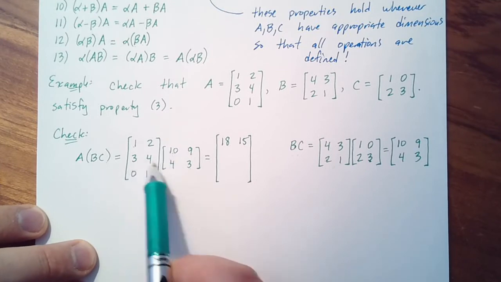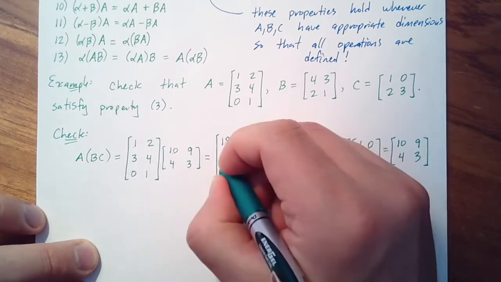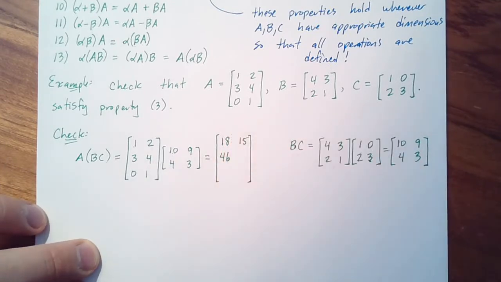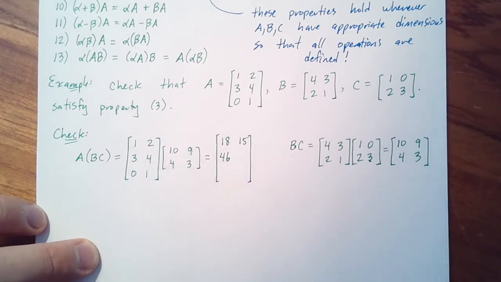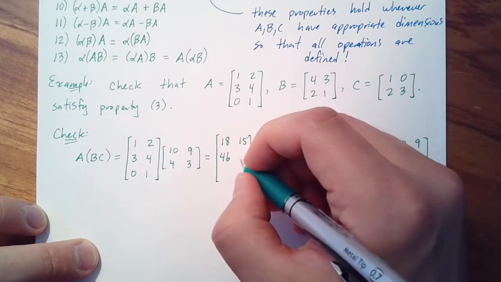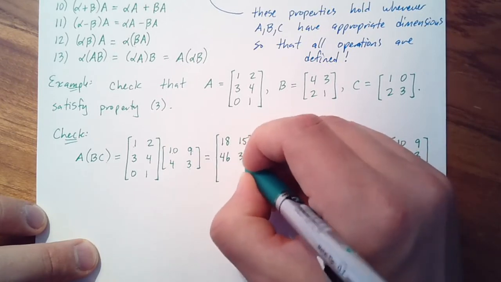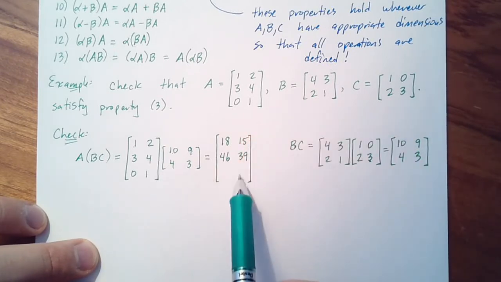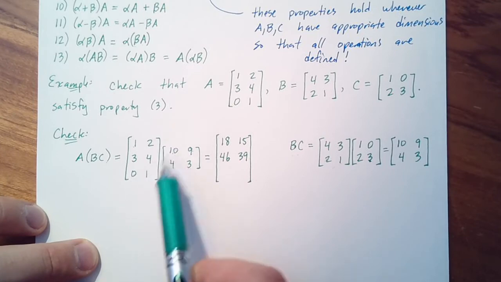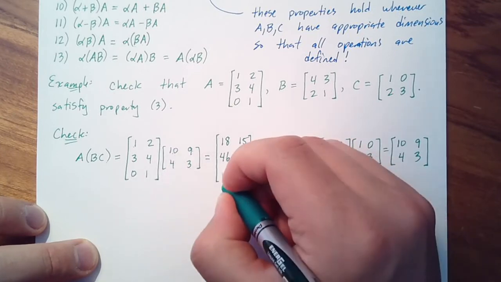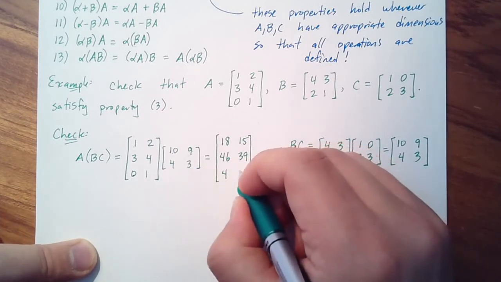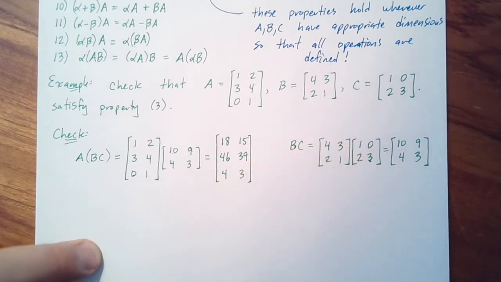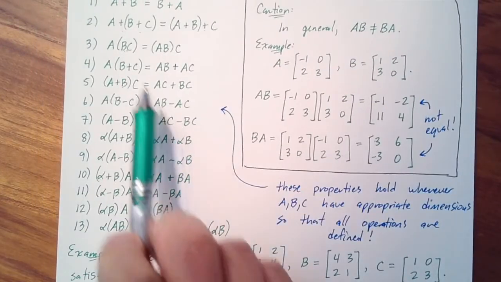3 times 10 and 4 times 4, that's going to be 30 plus 16. And then what will be here, we'll have 3 times 9 and 4 times 3, that's going to be 27 plus 12, which is 39. And then for our last row, 0 times 10, 1 times 4, that's going to be 0 plus 4. And then 0 times 9, 1 times 3, that'll be 0 plus 3. So that's what you get if you work out the left-hand side of this equation in property 3.